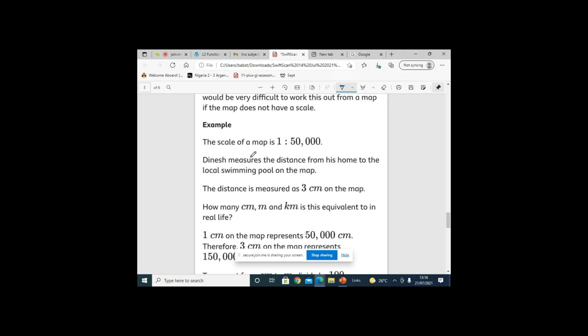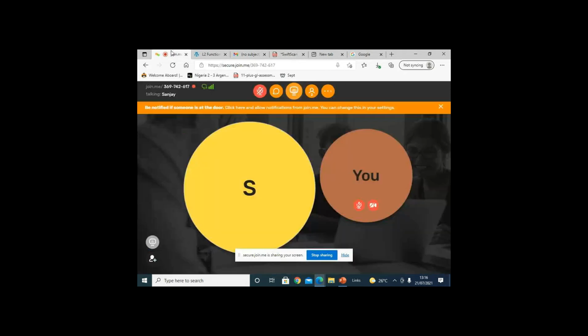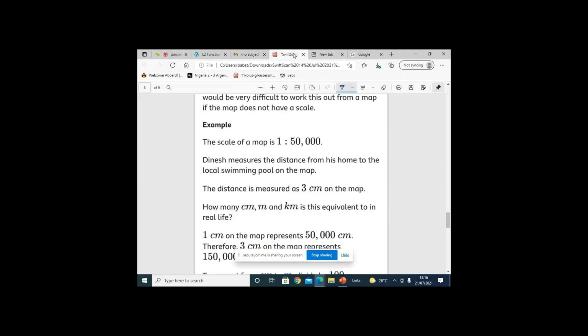So in this case, they've given you the map scale to be 1 centimeter represents 50,000 centimeters. So 1 centimeter represents 50,000 centimeters. The distance is measured as 3 centimeters on the map. So now I ask you to find out what's going to be the actual length in real life.